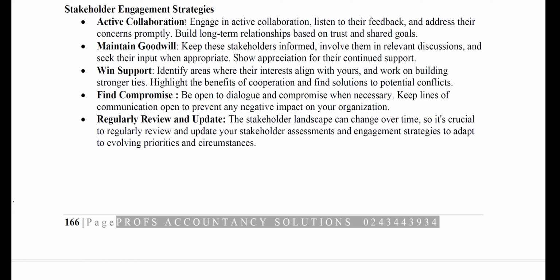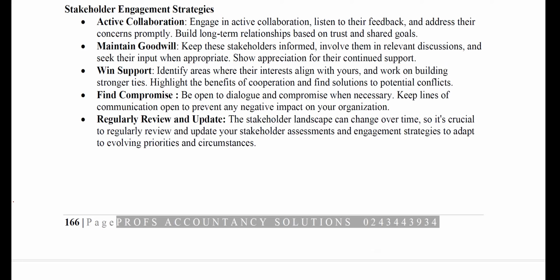But if we are talking about stakeholder engagement strategies, some of the strategies, like to win support, you can know how to deal with it. We have active collaboration. That is what? Listen to their feedback, address their concerns properly. Now, I've never seen students answer stakeholder questions like this. They just say, win support. The examiner says, see this guy, how? Because you are not telling us how. Because the book said win support, you're also writing win support. I always tell you, how do you win their support? You can do that through active collaboration. Build longer-term relationships based on trust and shared goals. I hope I'm making sense.